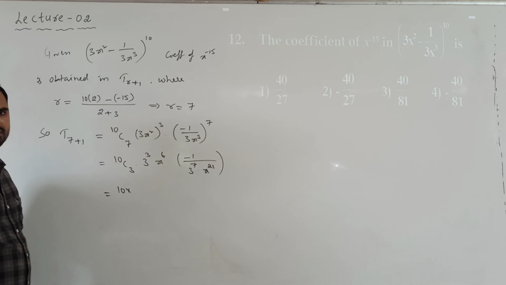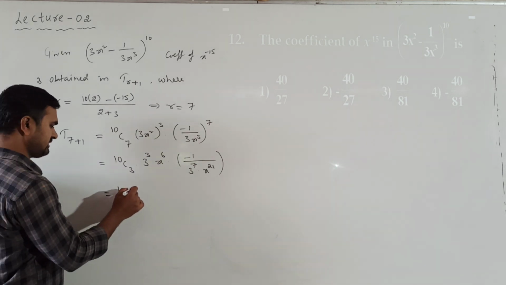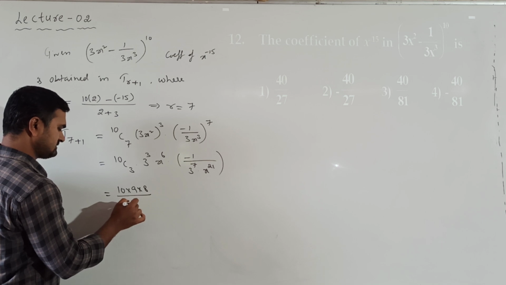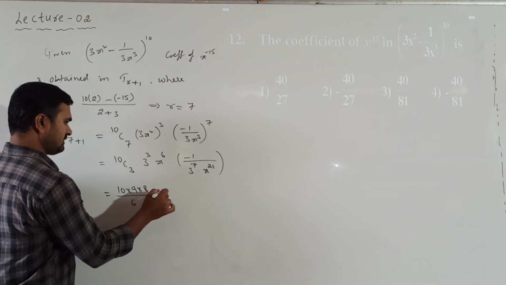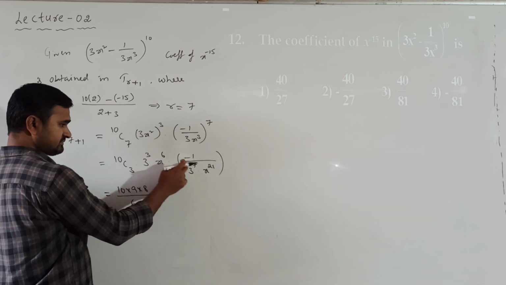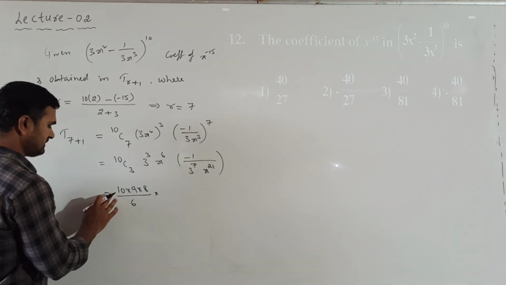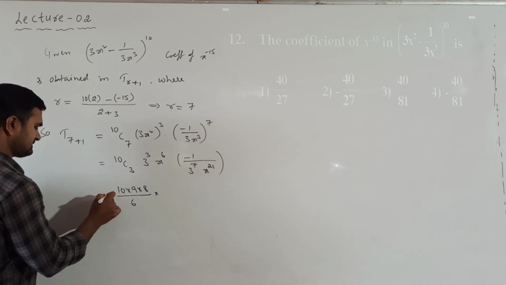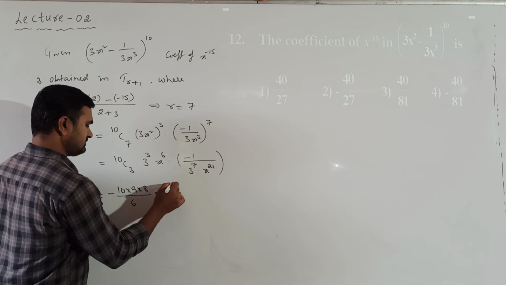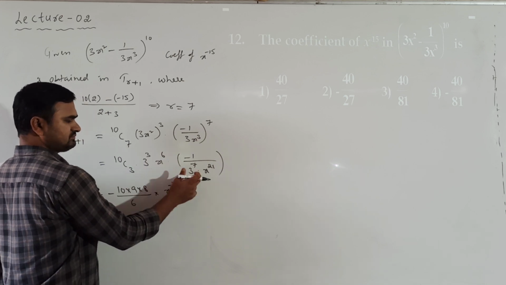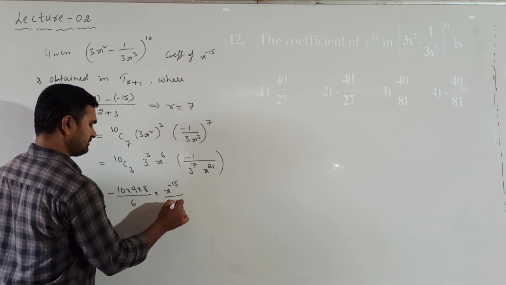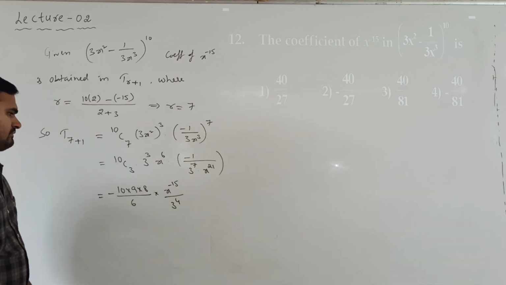10C3 is 10P3 divided by 3 factorial. So 10 into 9 into 8 divided by 3 factorial, which is 6. 3 to the power of 3 divided by 3 to the power of 7, x to the power of 6 divided by x to the power of 21. And we have minus. So minus x to the power of minus 15 divided by 3 to the power of 4. Right?